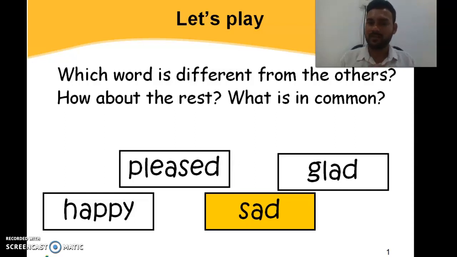How about the rest? The rest have a common meaning. They are in one single streamline, the other one is not. By now you could understand the 3 words are at one side, and the one word is at one side.